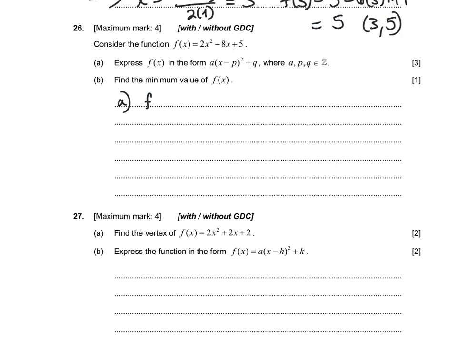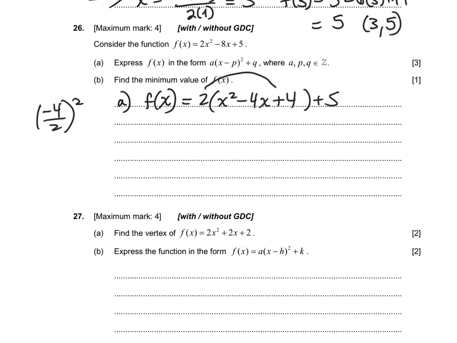So for A, we're going to factor out a 2, and we'll have x squared minus 4x plus 5 on the outside. And we're going to take half the middle term squared, which is negative 2 squared, 4. And we didn't just add 4, we added 8, so we have to subtract 8. So we'll have 2, and this factors to x minus 2 squared, and then 5 minus 8 is negative 3.